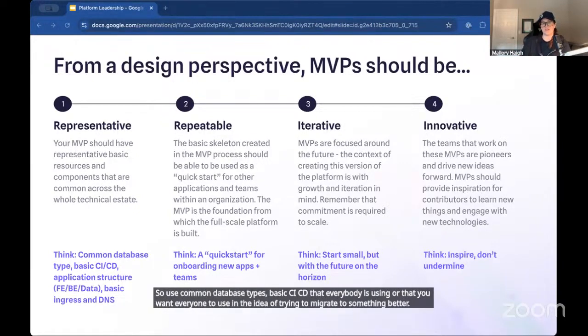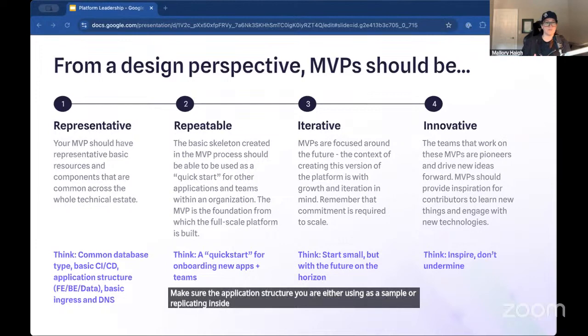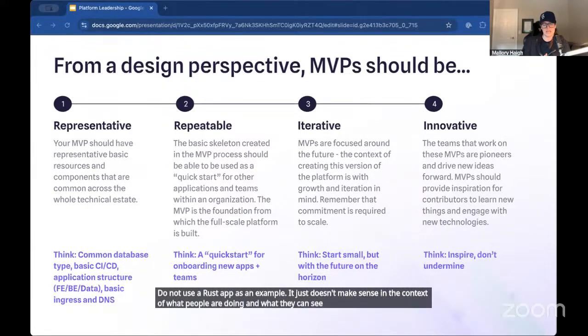Make sure the application structure you are either using as a sample or replicating inside of the MVP is something that people can see themselves in. So if you are a Java shop, do not use a Rust app as an example. It just doesn't make sense in the context of what people are doing and what they can see themselves in day to day. Basic networking is also really important.